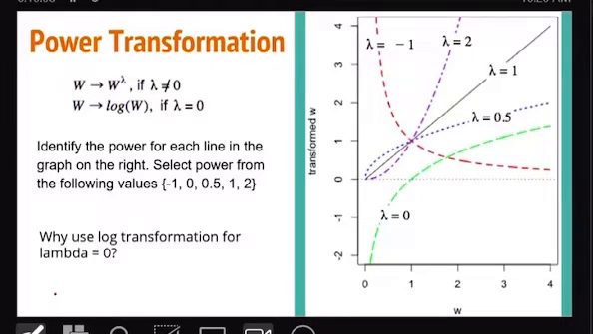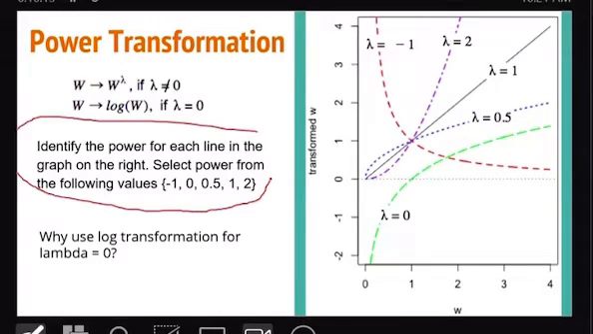Now, I have a question here. Identify the power for each line in the graph on the right. Select the power for the following. Of course, that's what you can see.